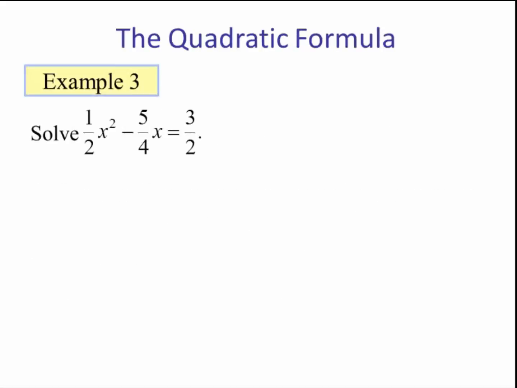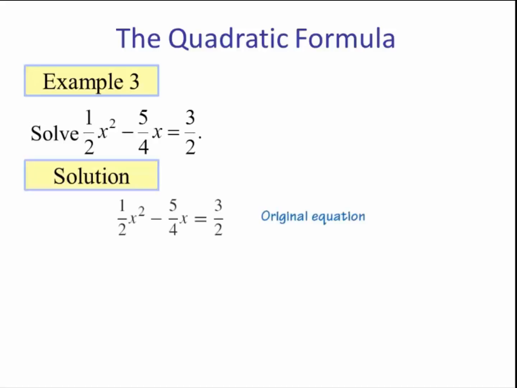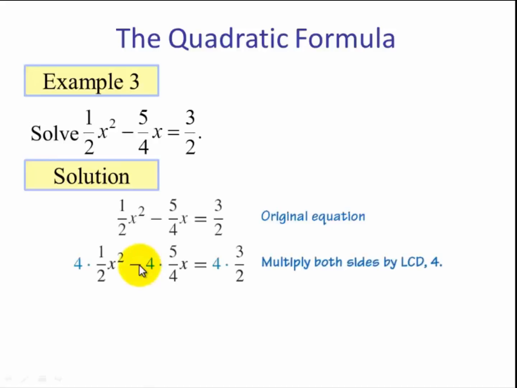Example 3. 1/2 x squared minus 5/4 x equals 3/2. Solution. We begin with our original equation. To eliminate the fractions, I'm going to multiply by the least common multiple of the denominators, 2, 4, and 2. So every term gets multiplied by 4.